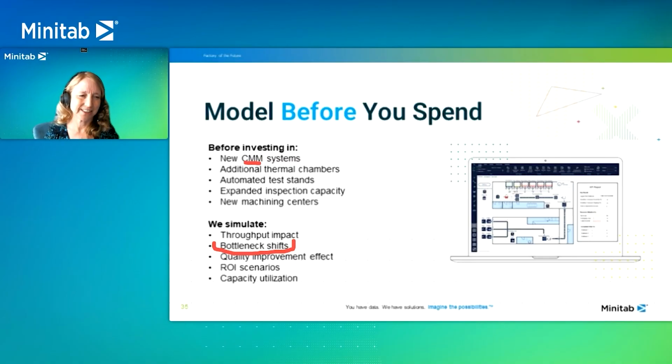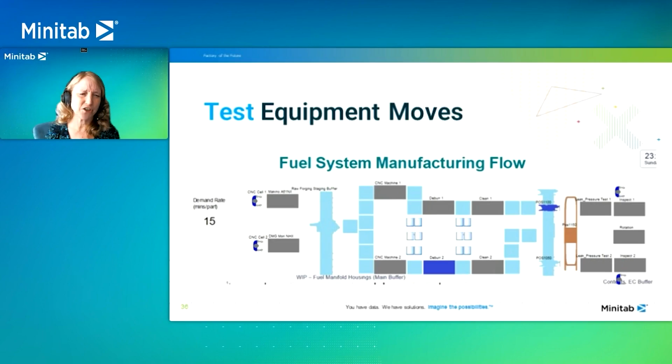So here is just a little closer up view of my CNC machine. What if I add another one? I can actually look at my demand rate and see my throughput and watch it change over time. And now, okay, maybe I'll try adding a new machine in here. Is that going to help, or is that just going to move the bottlenecks someplace else? I don't know until I've actually simulated this.